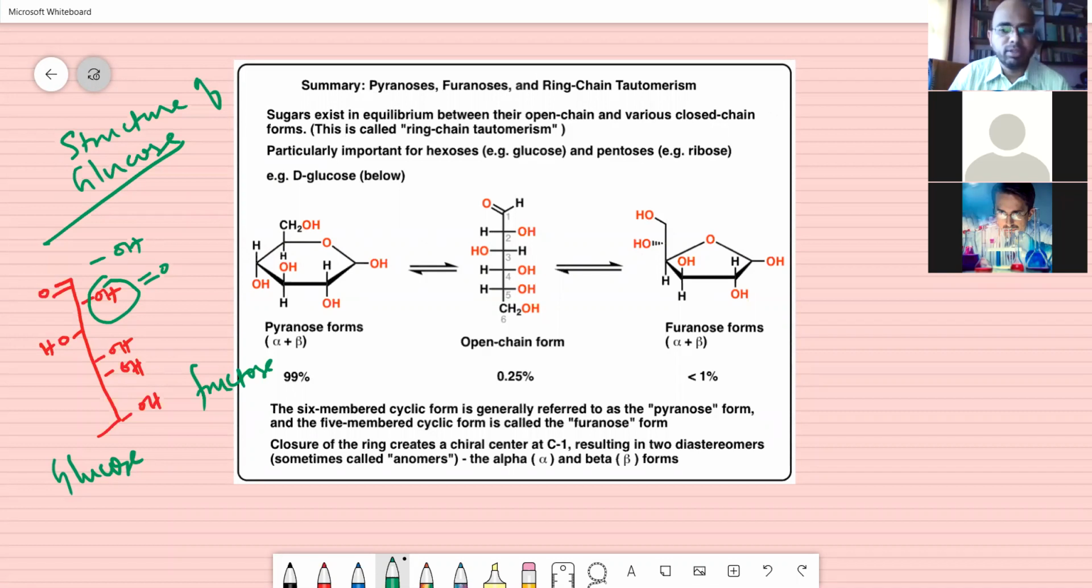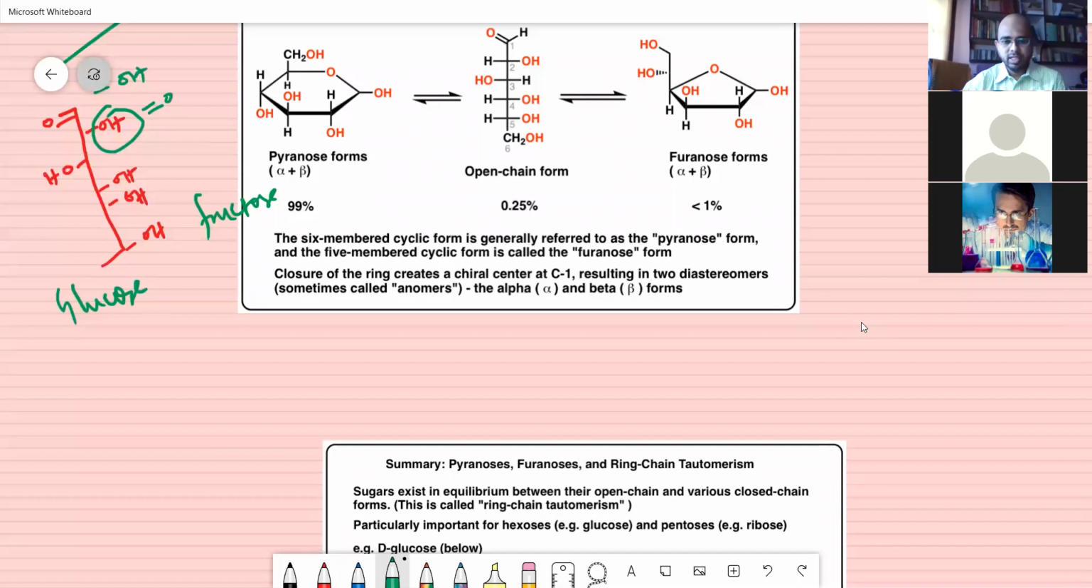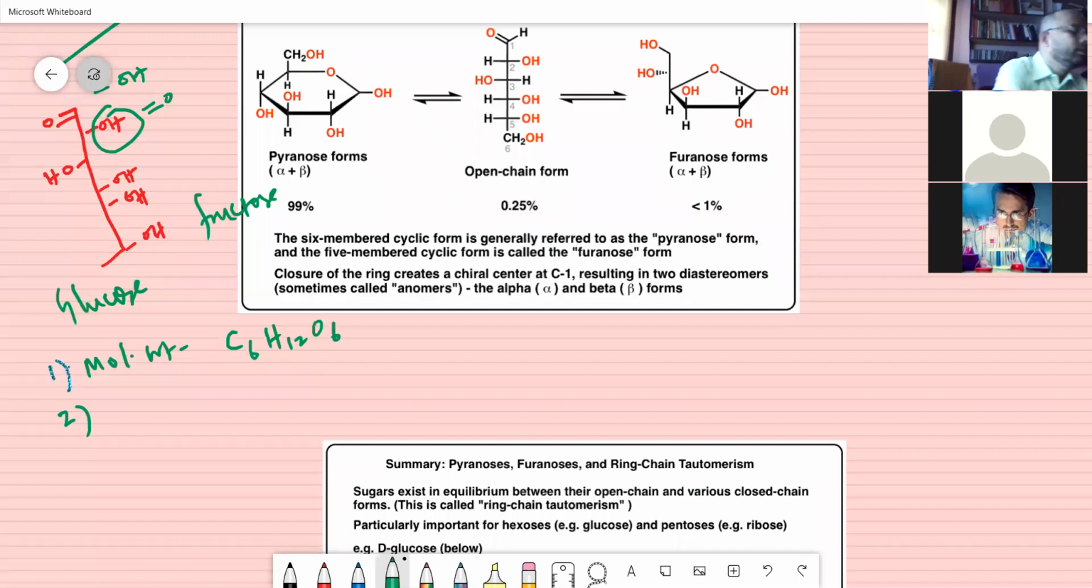pyranose and furanose forms? As you all know, we have established the structure of glucose as per the following details. There are about 6 reactions that we have seen, and I'll just tell you how these reactions are done. Okay, first reaction is the molecular formula, molecular weight determined as C6H12O6, right?